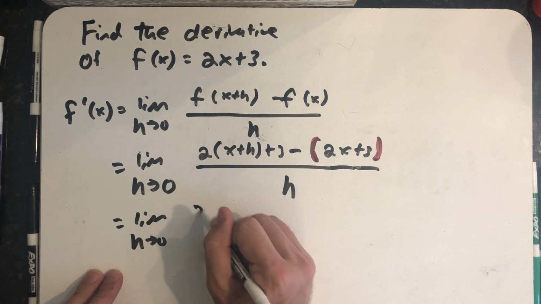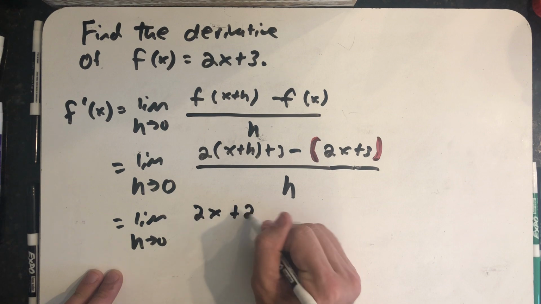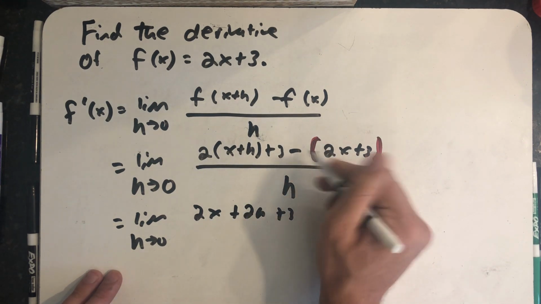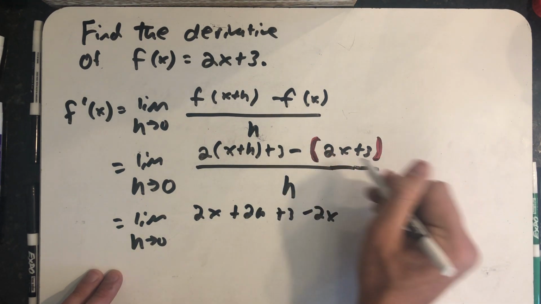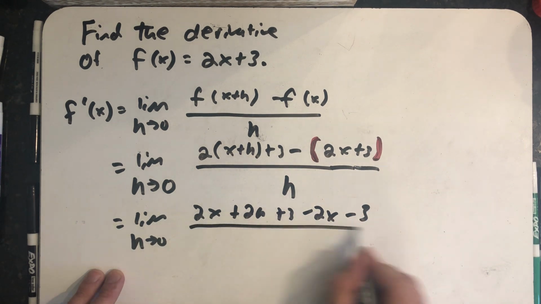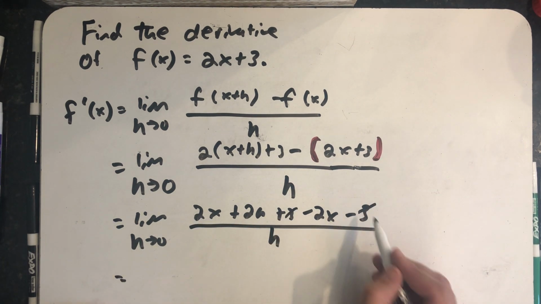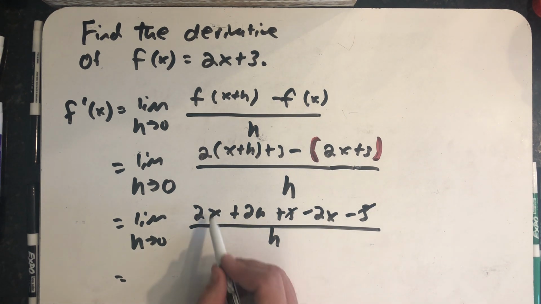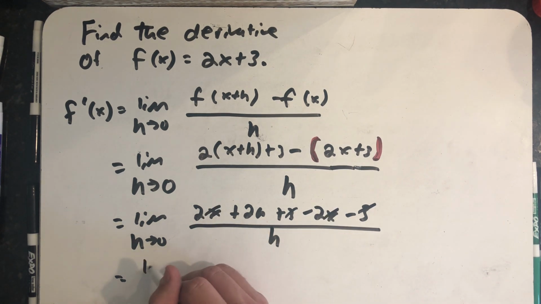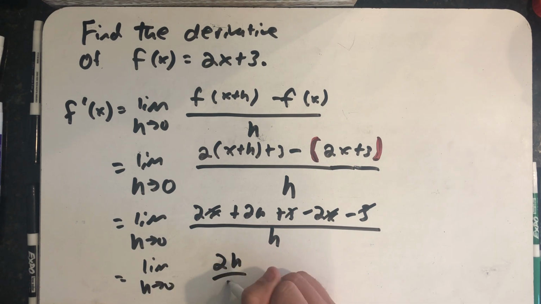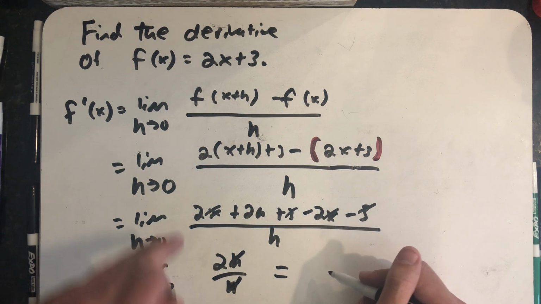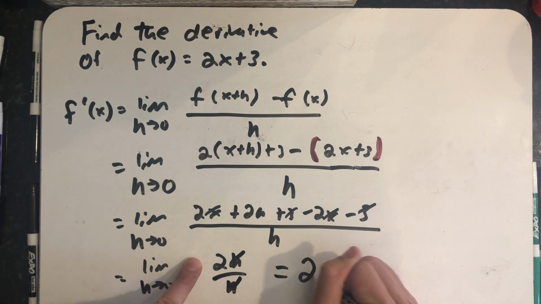All right, I have to distribute: 2x plus 2h, plus 3, minus 2x, and minus 3, all over h. The plus 3 and the minus 3 cancel. The 2x minus 2x cancel, and I have the limit as h approaches 0 of 2h over h. Those h's cancel, and I just get the limit as h approaches 0 of the constant 2, which is 2.